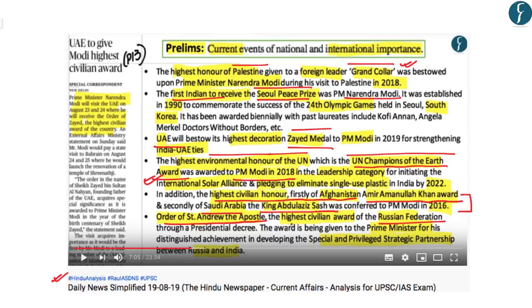Further, the Prime Minister has also been awarded the highest civilian award of the Russian Federation, that is the Order of St. Andrew the Apostle. So, these are the different awards and medals awarded to Prime Minister Modi, and these different awards given to Prime Minister Narendra Modi can be asked in your prelims examination.